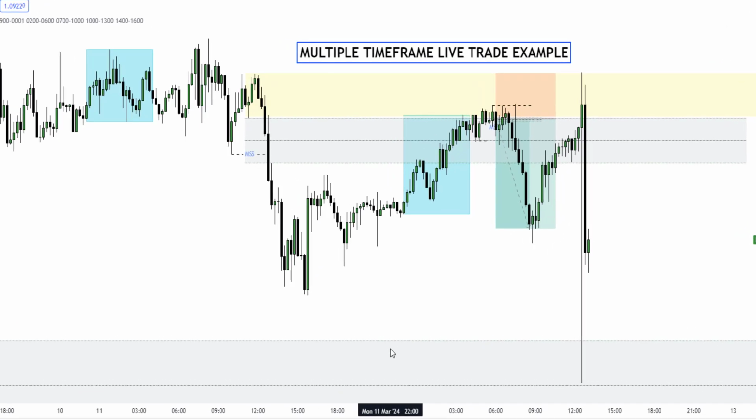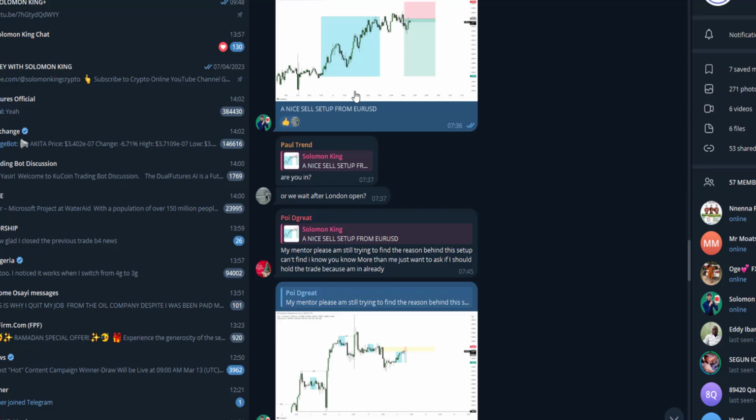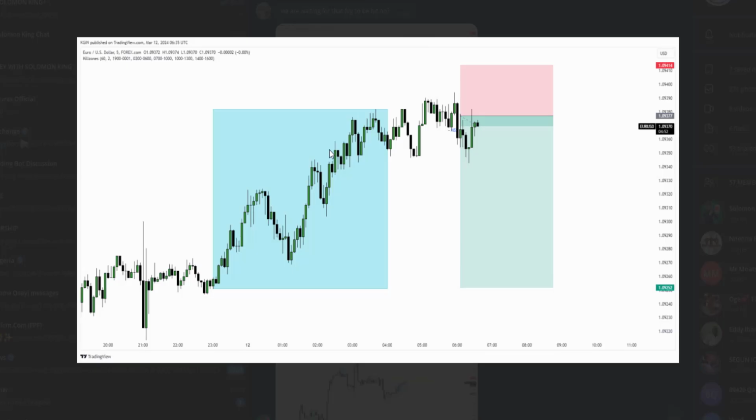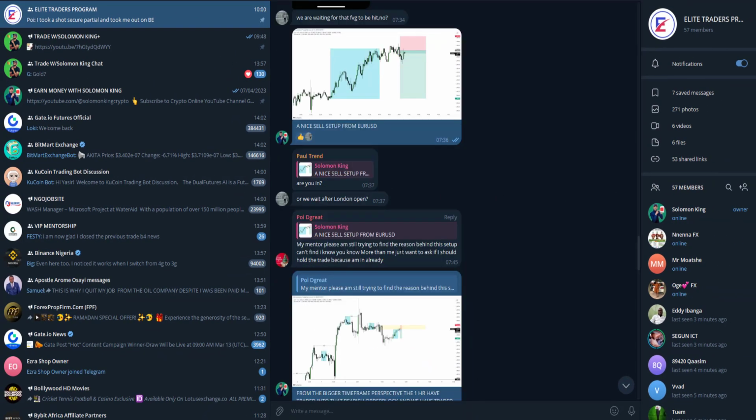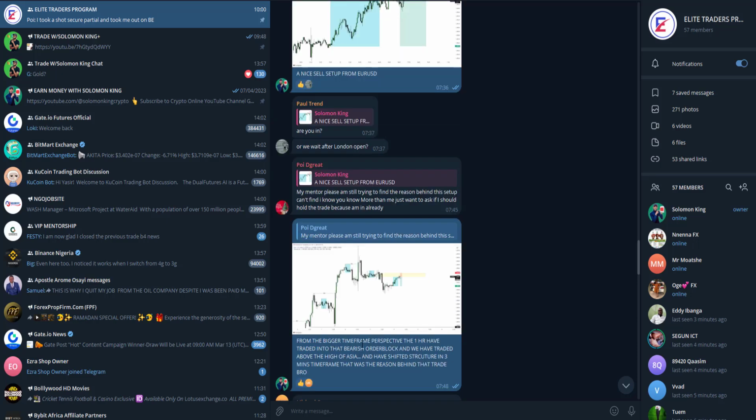This is a live trade example using multiple time frame analysis, and this was a trade we took today, the 12th of March 2024, together with some of the students. This was when I posted the signal during Frankfurt Open. I saw this sell setup on Euro USD, and then some of them were asking the reason why I am taking that trade. I went ahead and explained it. That is exactly what I want to explain to you in this particular video.